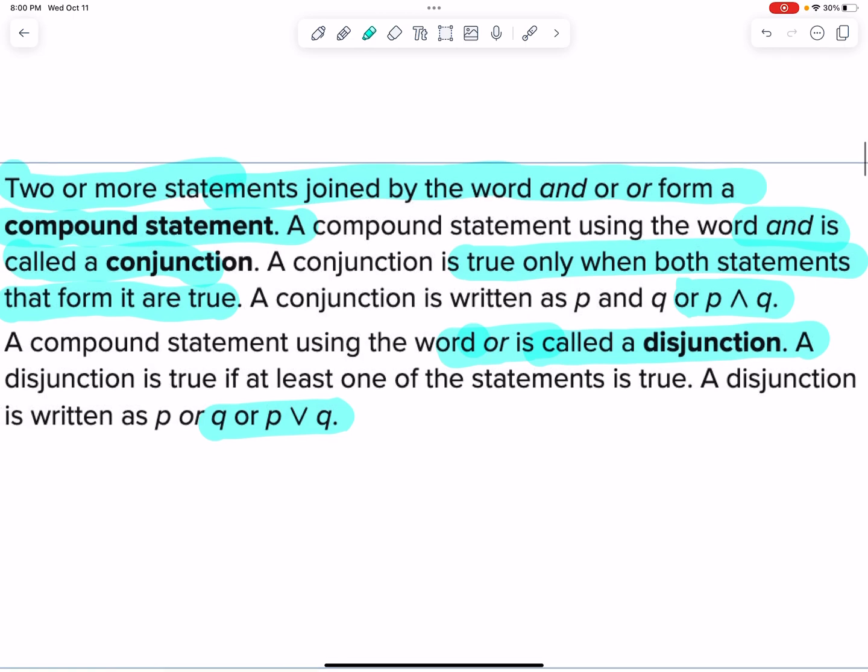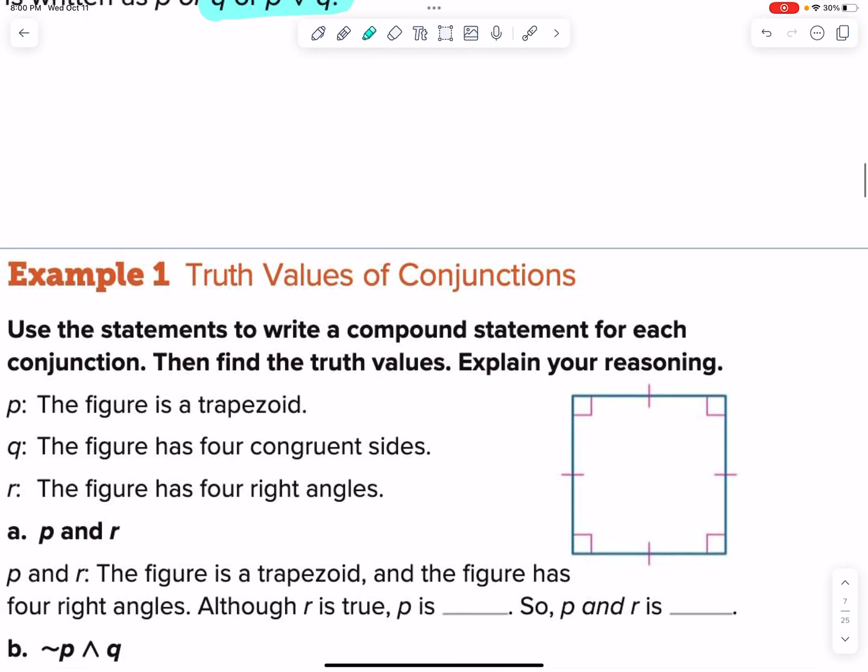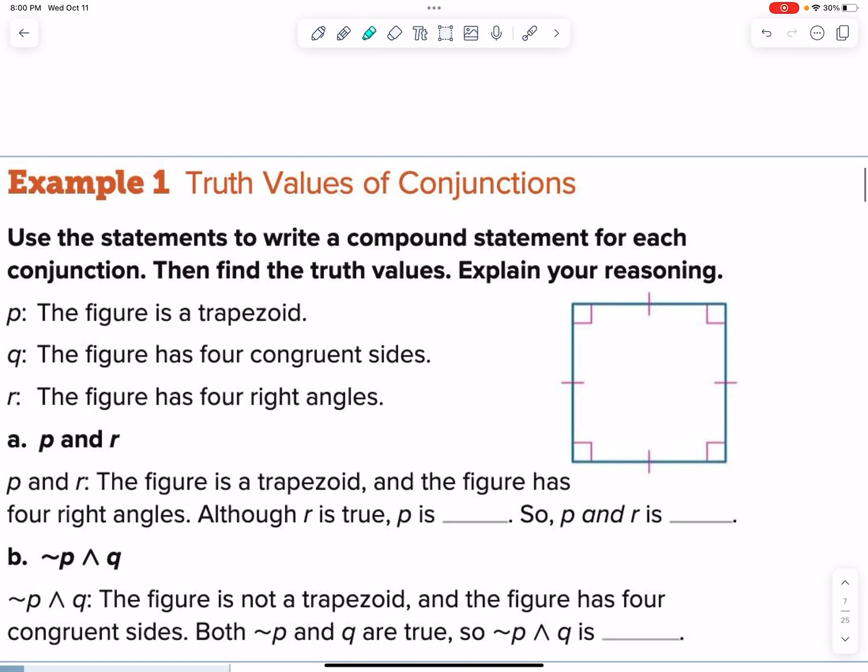So now, with geometry, we haven't gotten into a whole lot of stuff, but let's talk about some statements here. We have 3 statements. It says, use the statements to write a compound statement for each conjunction, then find the truth values and explain your reasoning. So P, the figure is a trapezoid. Based on what we see right here, we know a little bit about trapezoids, and one thing that's true is the opposite sides are parallel. So this is a trapezoid, but we can be more specific than that. So we're going to say false. This is not a trapezoid.